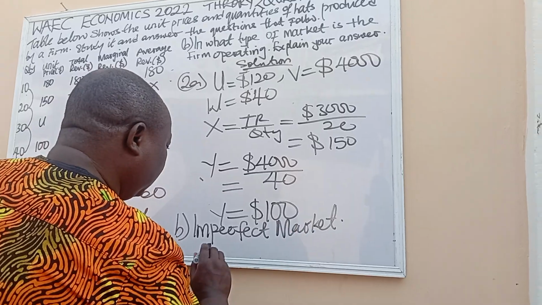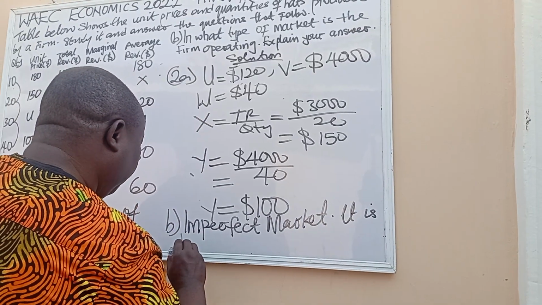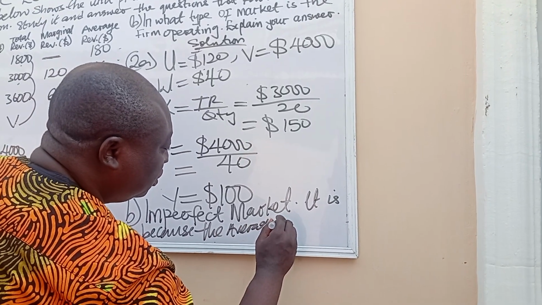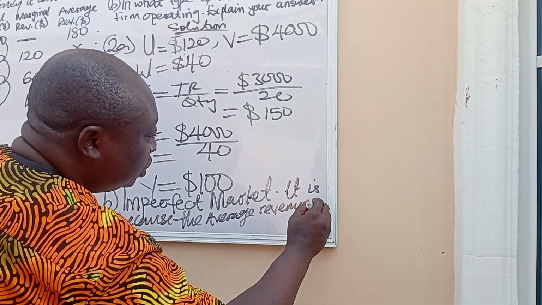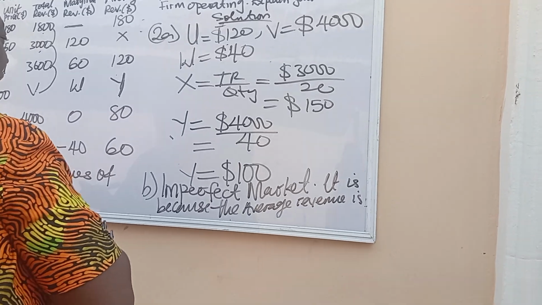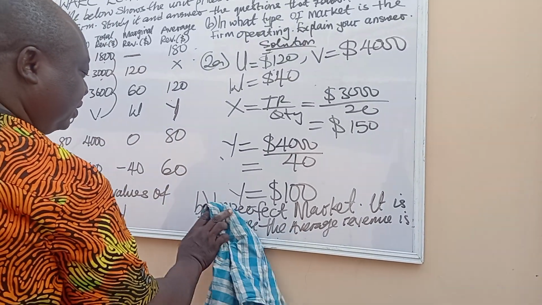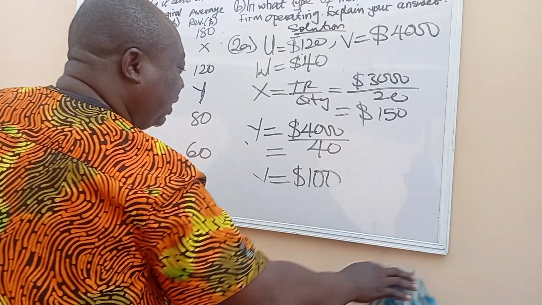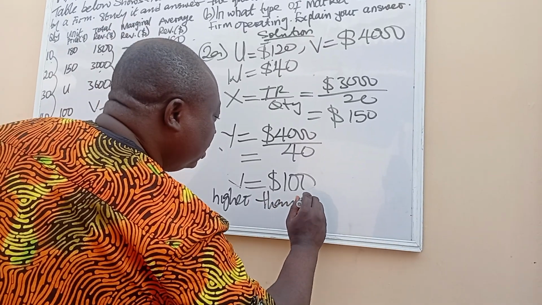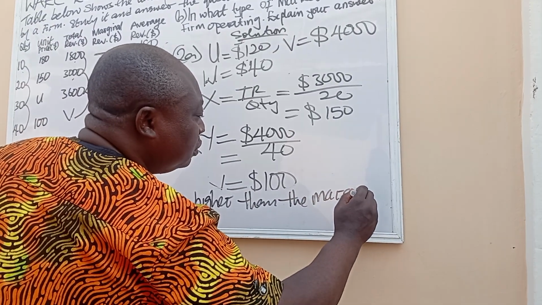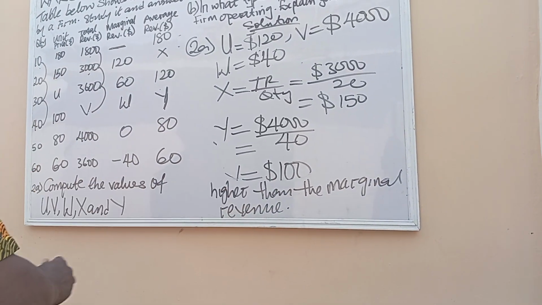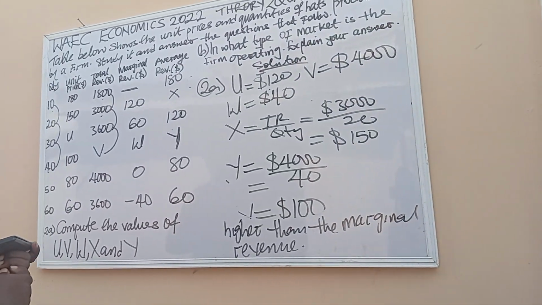Okay, the reason is because the average revenue is higher. Please write this. I'll clean it. Because it is higher, the average revenue is higher than the marginal revenue. This is the reason. So under this condition, we can say that it is an imperfect market.